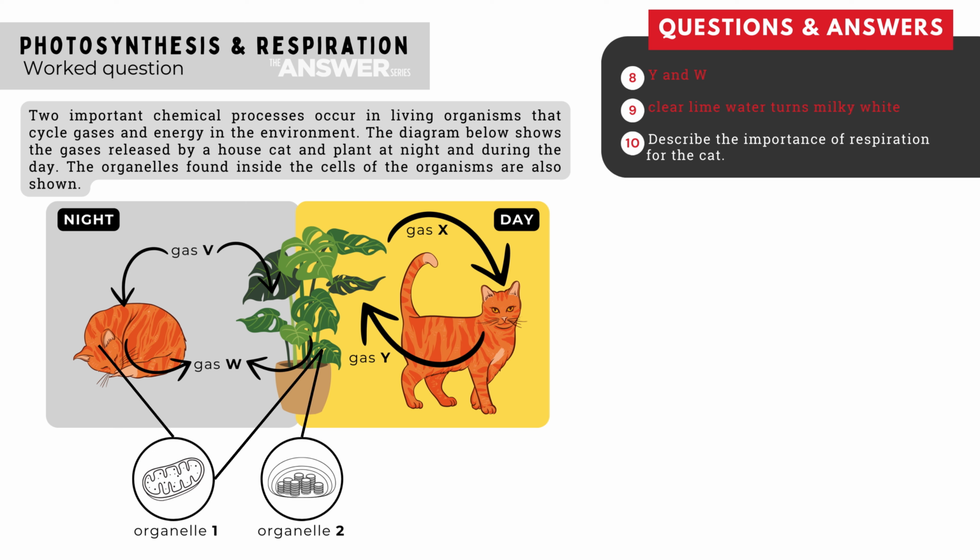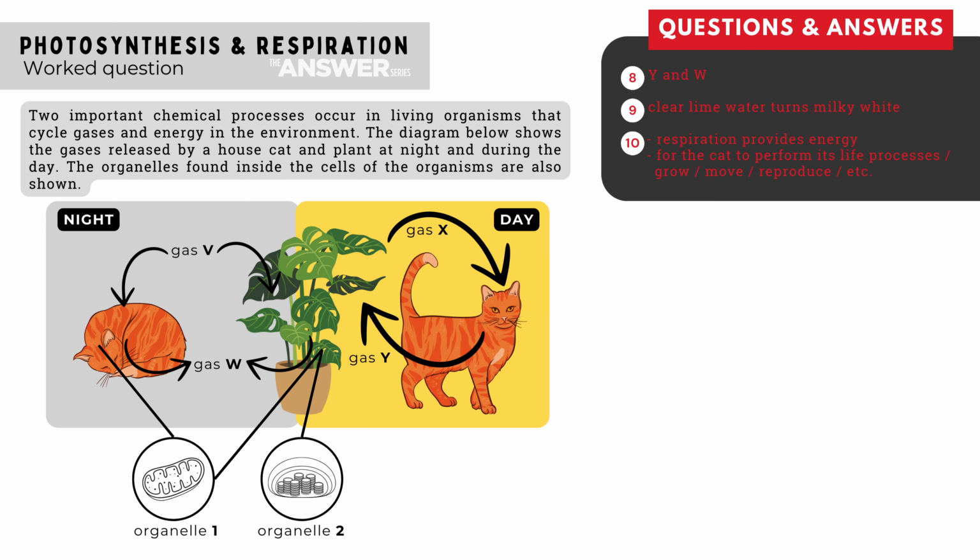Lastly, question 10, describe the importance of respiration for the cat. So here is again just a basic way of asking why is respiration important in general. And we know that the main reason respiration is important is that it provides organisms, living organisms, with energy to perform all of their metabolic processes or their life processes. Or you could give examples like they need this energy to grow, to move, to reproduce. So without respiration, life would not be possible. That's ultimately what it boils down to. So here you have a typical exam question with some low, middle, and high order questions.